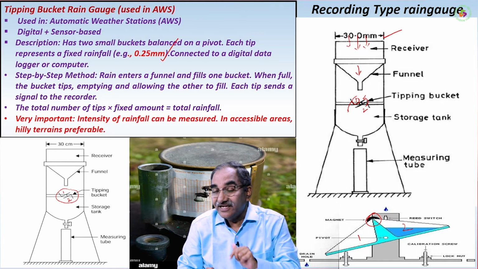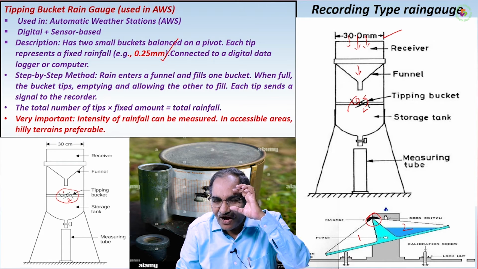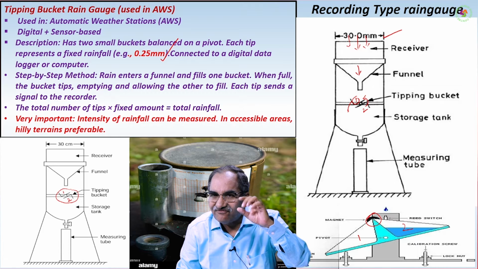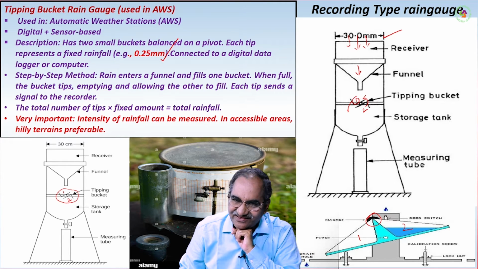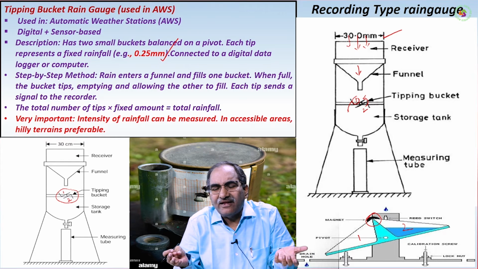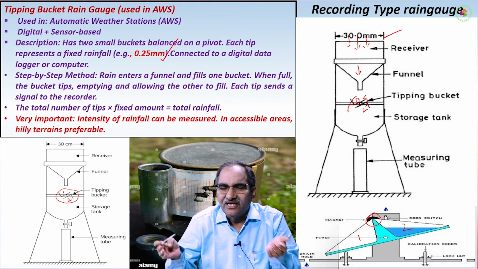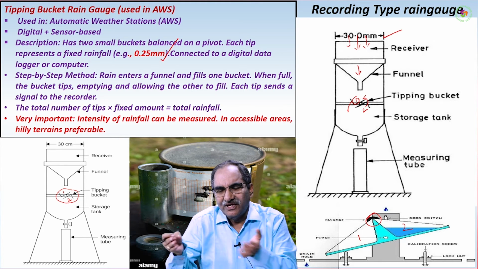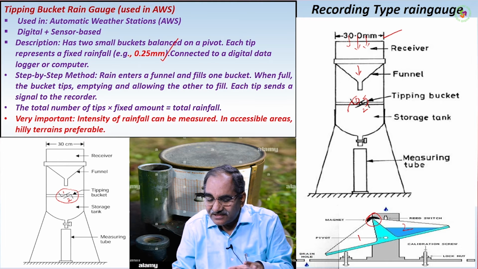Not only that, it also gives the intensity of rainfall. Intensity of rainfall means rainfall per hour; that is what we call the intensity of rainfall. It gives that also. Now depending on the storm, the number of tips taking place, each tip is 0.25 mm, into the number of tips is equal to total rainfall. That is the principle in this.